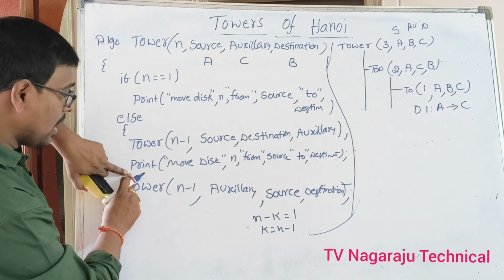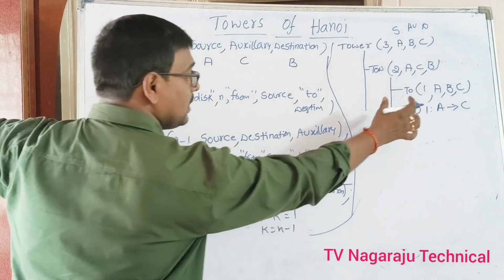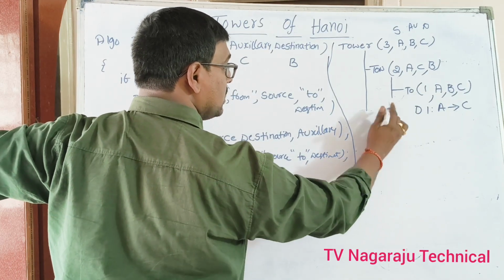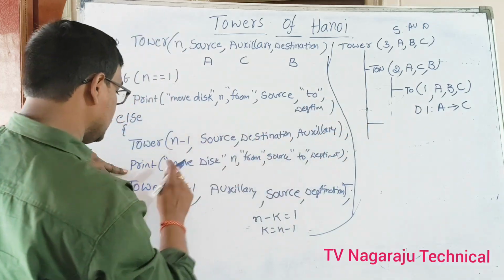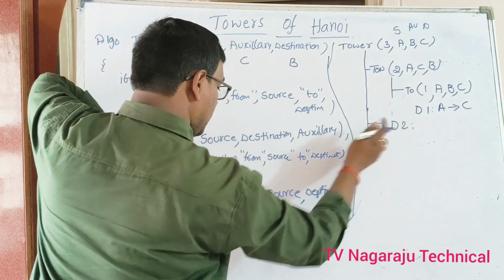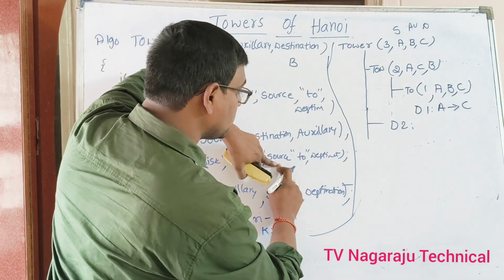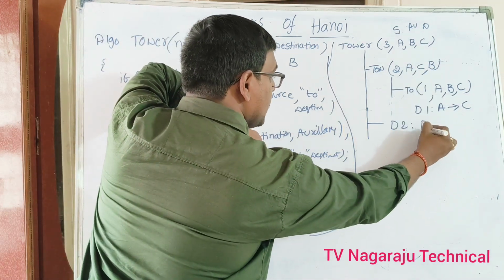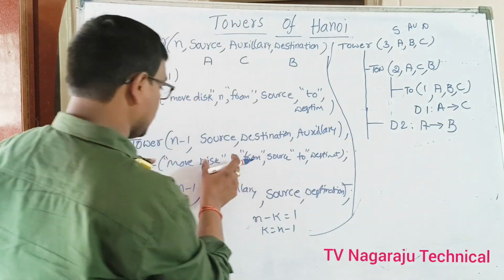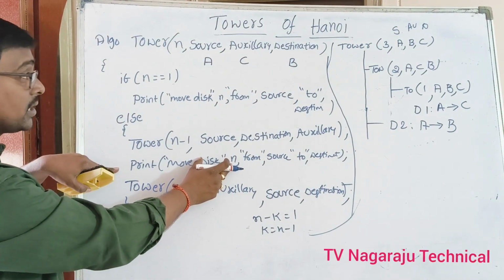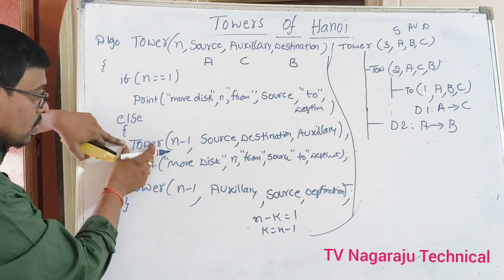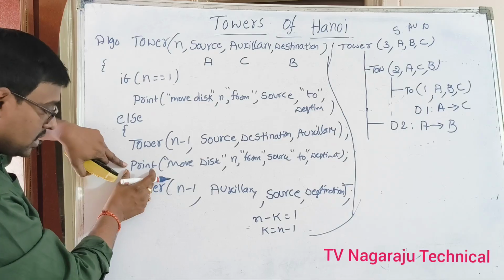Once this call is completed, we are moving to this one. Move disk n. What is the n value? Move disk number 2 from source to destination. Here what is the source? A. What is the destination in this? B. Source to destination. Completed? After that, once this is completed, it returns to this one. After that, this statement is executed.